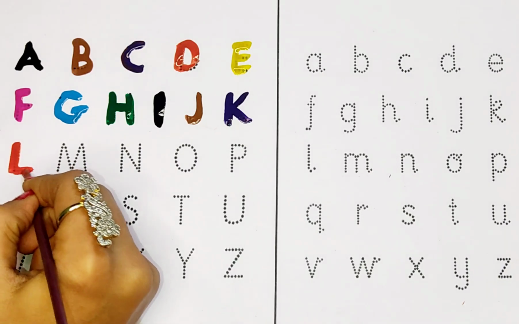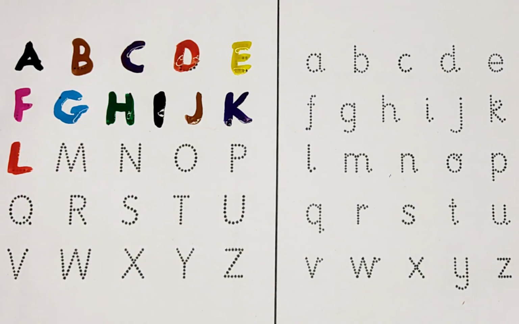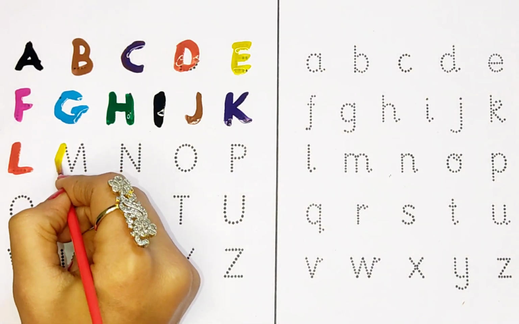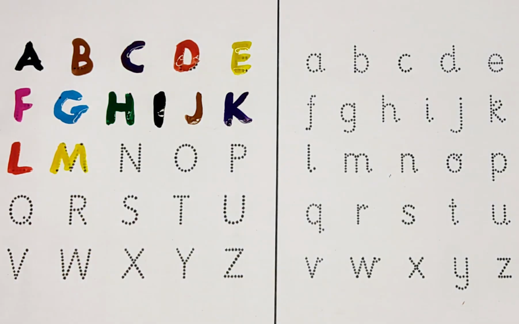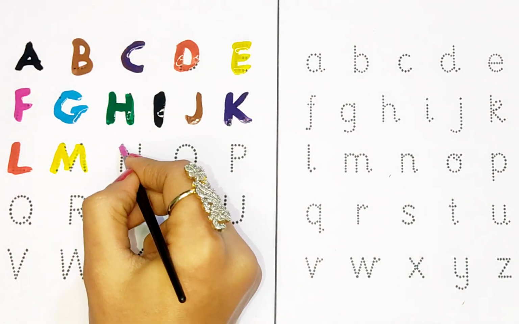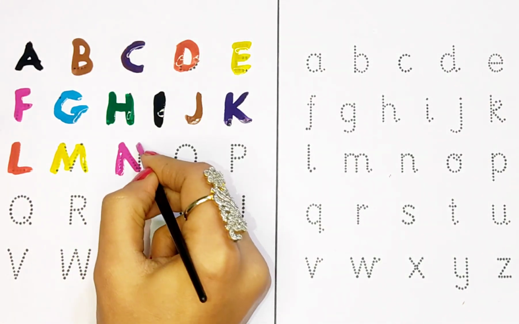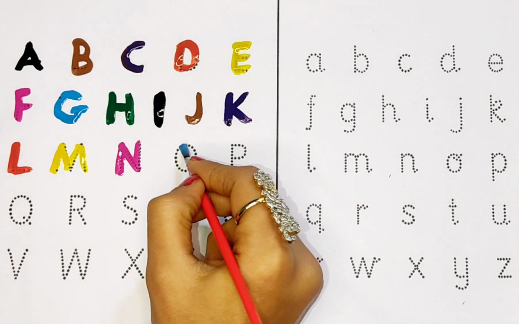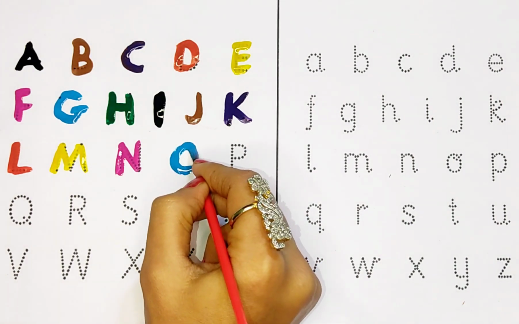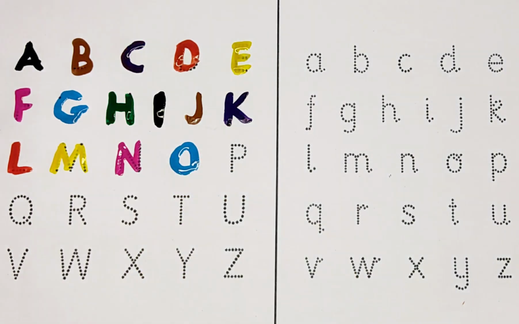L. L for lotus. L for lemon. M. M for monkey. M for moon. N. N for nose. N for necklace. O. O for owl. O for orange color.